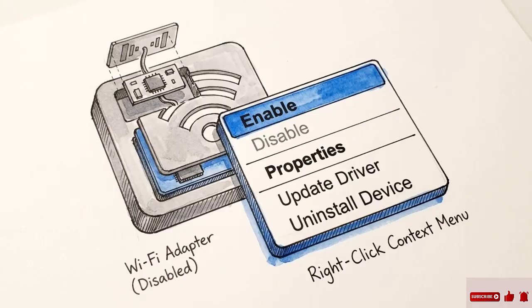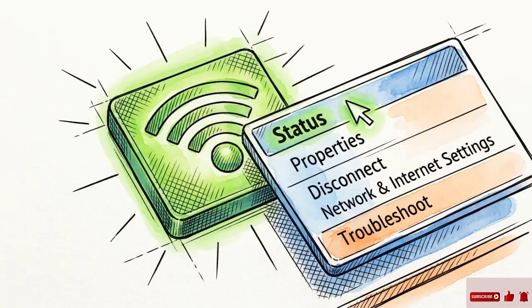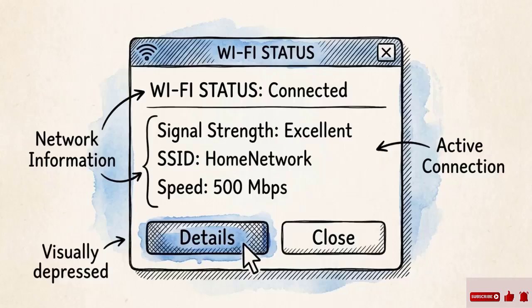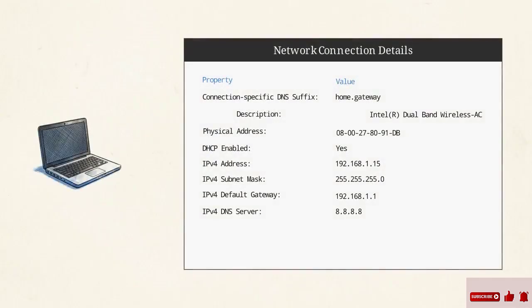If your Wi-Fi adapter is disabled, right-click the icon and select Enable to activate the hardware. Once it connects to your network, right-click it again and select Status. From this status window, click the Details button. Here, you will find two critical, unique identifiers for your machine. The physical address, also known as the MAC address, is permanently tied to your specific hardware. The IPv4 address is the logical location currently assigned to your computer on the local network.